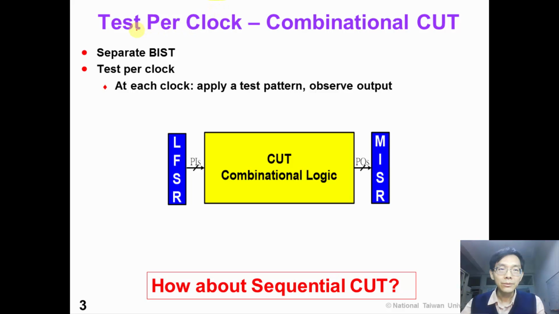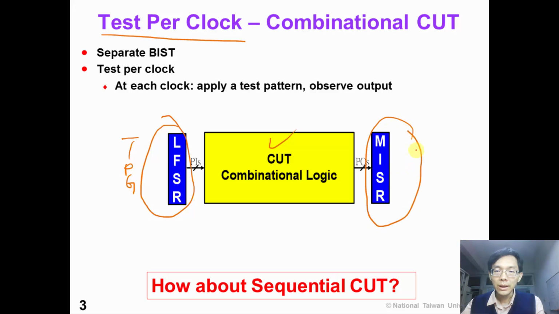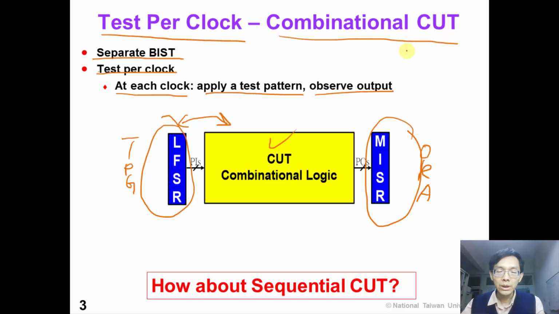We now start from test per clock architecture. For combinational CUT, we can use LFSR as our TPG and use one miser as our ORA. This is a very simple separate BIST architecture because the CUT and the TPG, they are separate. This is a test per clock architecture. At each clock, we can apply one test pattern and we observe the test output. This is good for combinational CUT.